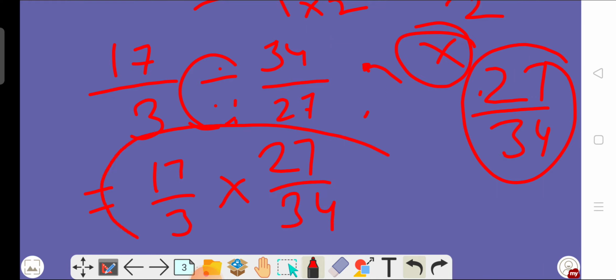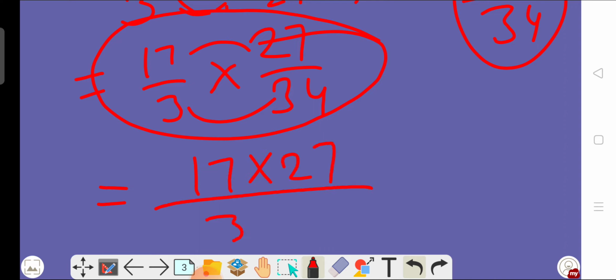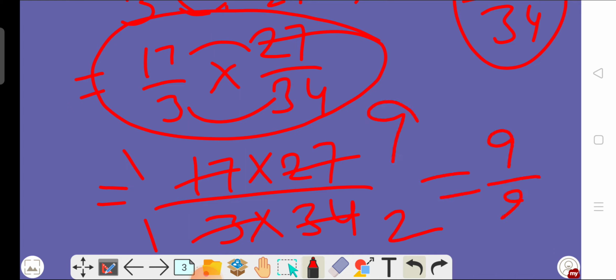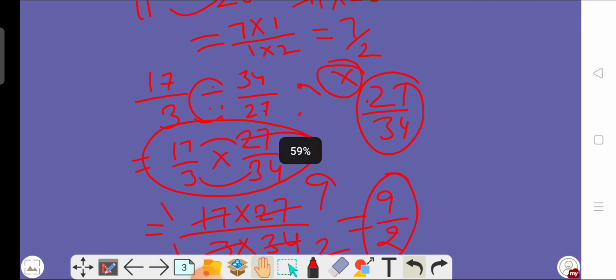Now this is a multiplication sum, and we know that multiplication is done from numerator to numerator and denominator to denominator. So this is equal to 17 multiplied by 27 by 3 multiplied by 34. Now what is the common factor between numerator and denominator? 17 is the highest common factor between 17 and 34, so this becomes 1 and this becomes 2. And 3 is the highest common factor between 3 and 27, so 3 becomes 1 and 27 becomes 9. And the result is equal to 9 by 2. So this is the way by which you can divide two given rational numbers.